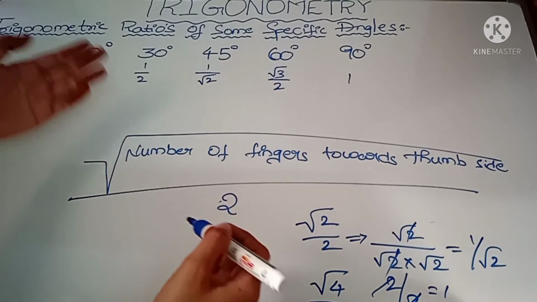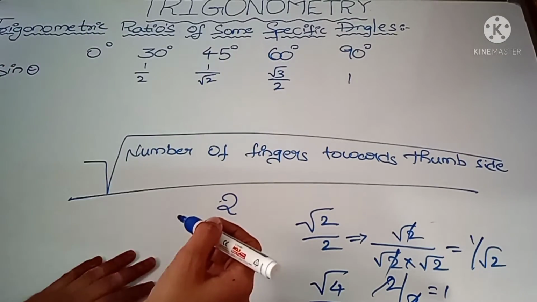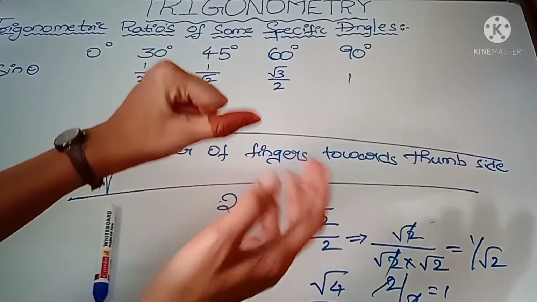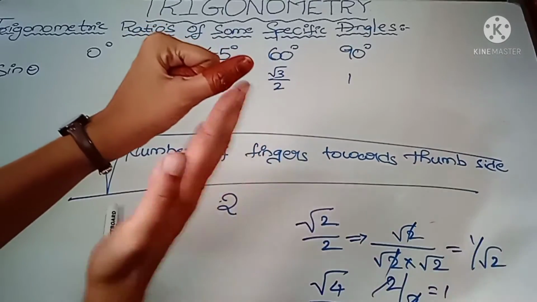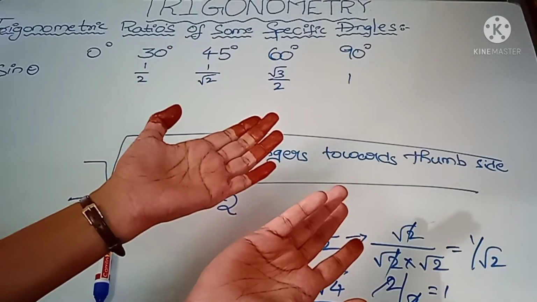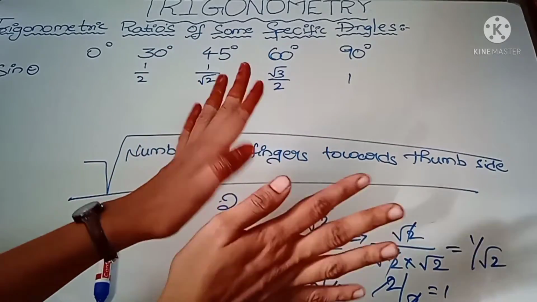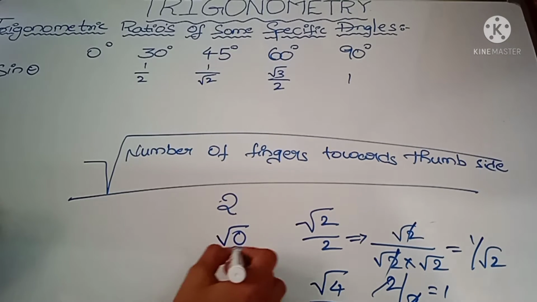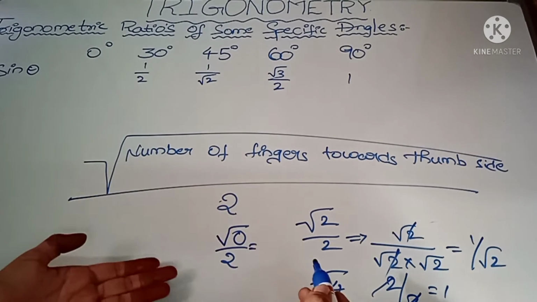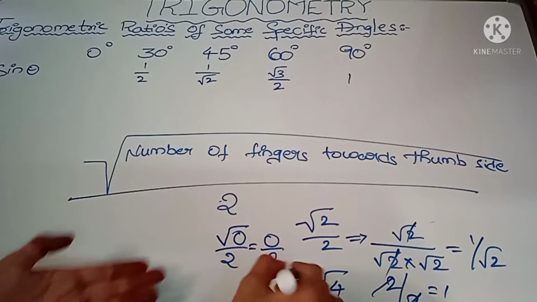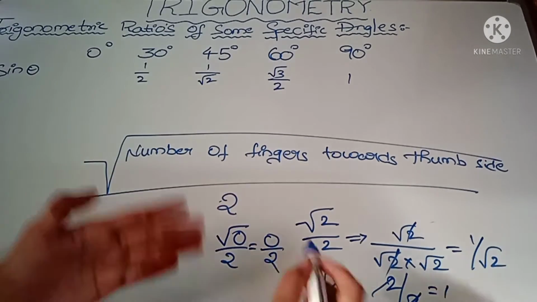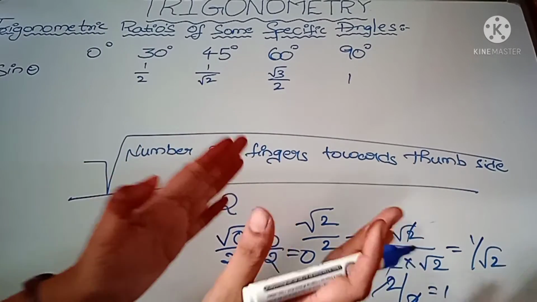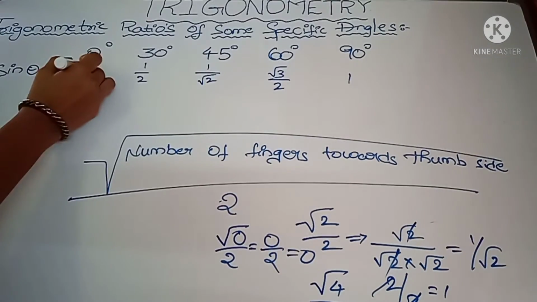Okay. Next, last value is sine 0 degrees. This one is 0, isn't it? See, how many fingers are there towards thumb side? No finger is there. Yes, none is there. So, nothing but root 0 by 2. Root 0 means 0. Here 0 by something means result will be always 0. So, value of sine 0 is 0.